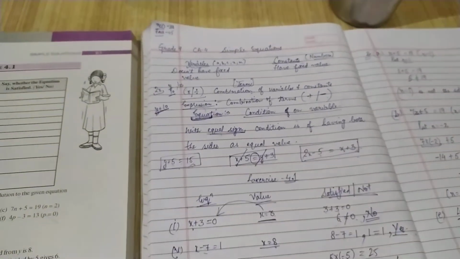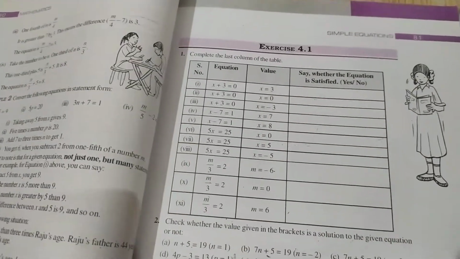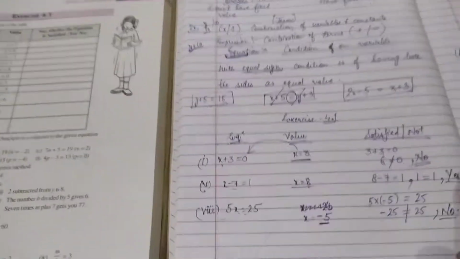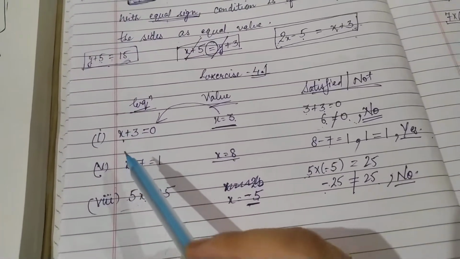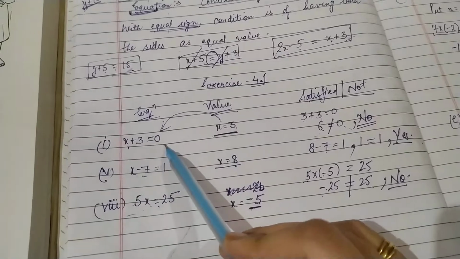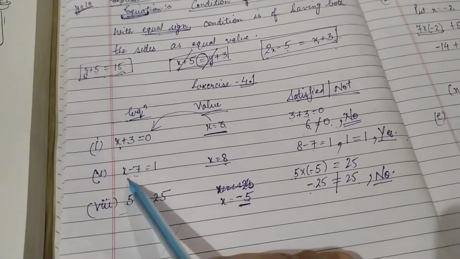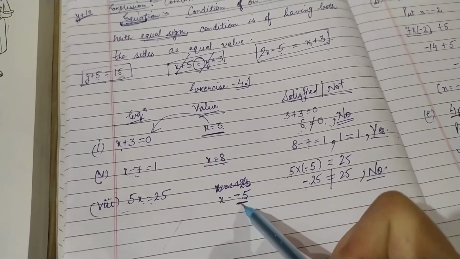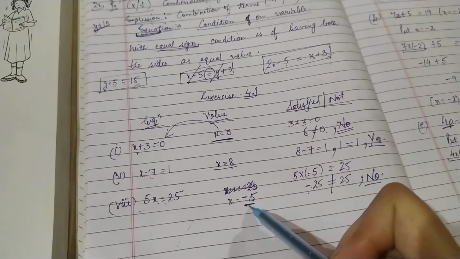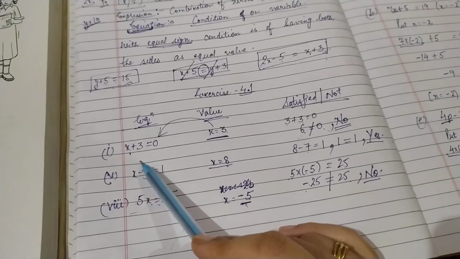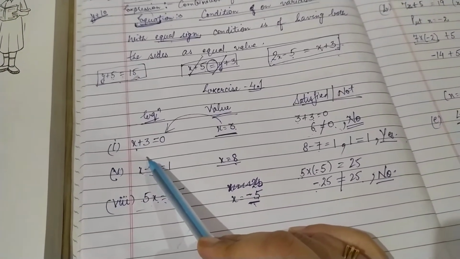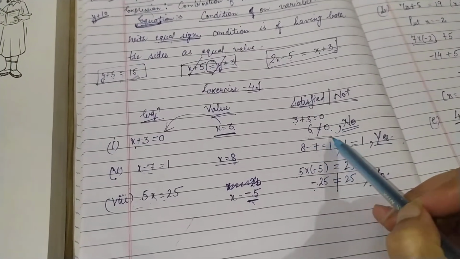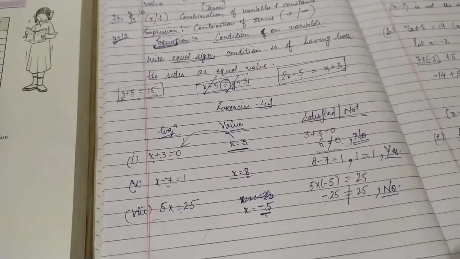Fine. So beginning with exercise 4.1, you are given the first question in the form of a table. How to solve that table we'll see here. I have taken 3 examples from the table. First, x plus 3 is equal to 0, value given x is 3. x minus 7 is 1, value given x is 8. 5x is equal to 25, value given x is minus 5. What we need to do is substitute the given values in the equation, means replace the variable with the given value. And then you need to solve both the sides. You need to check whether both the sides have the same result or not.